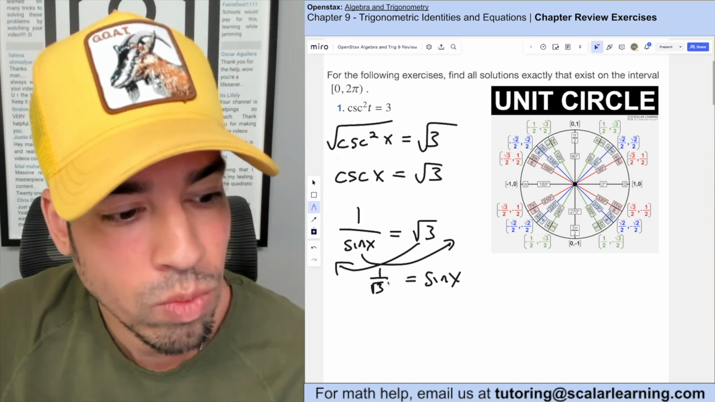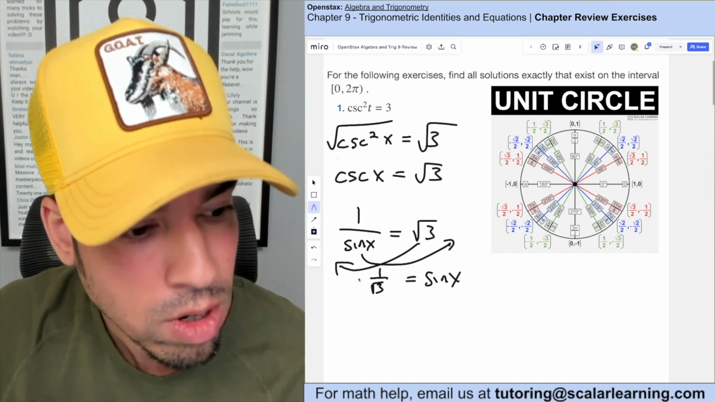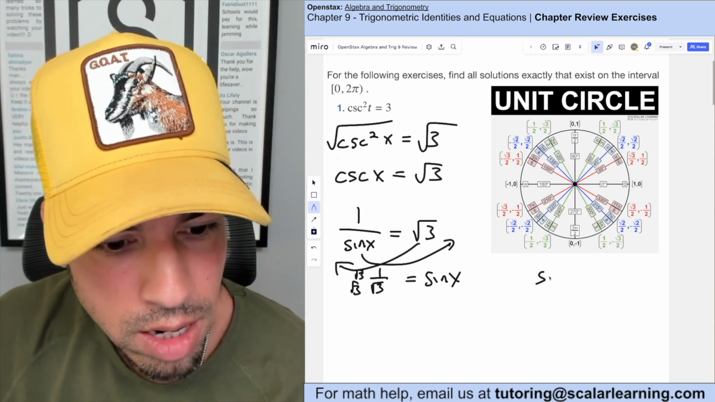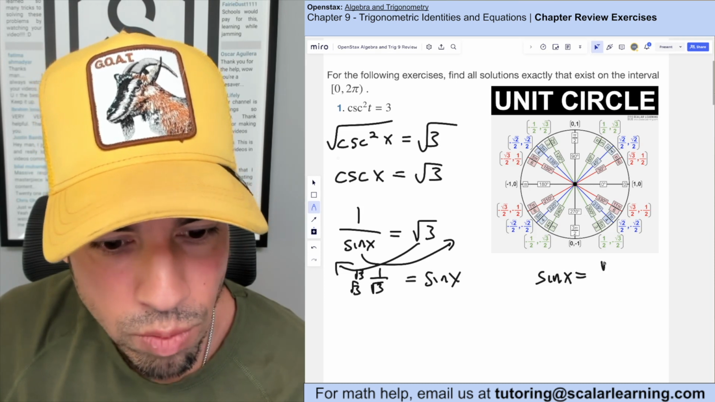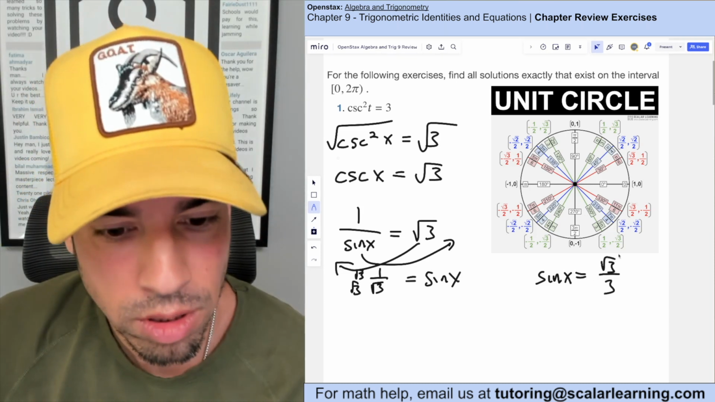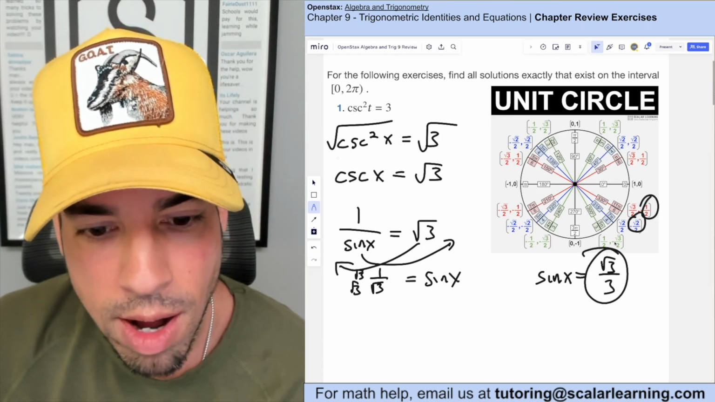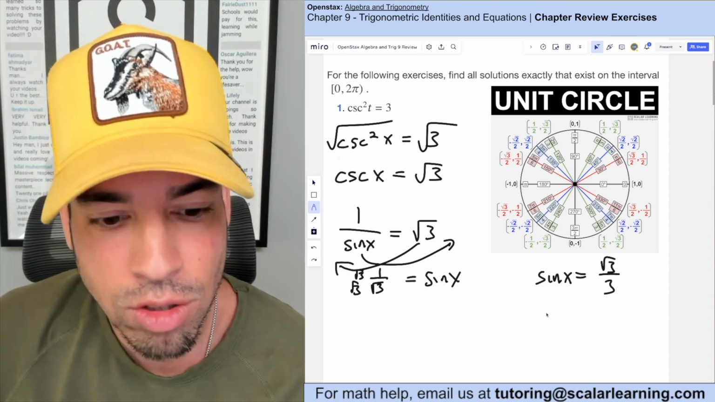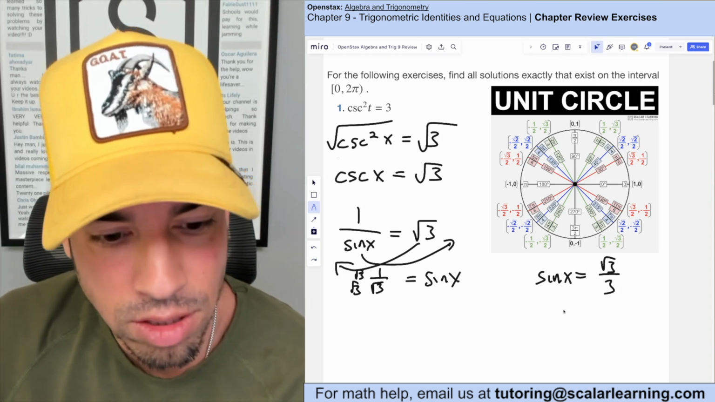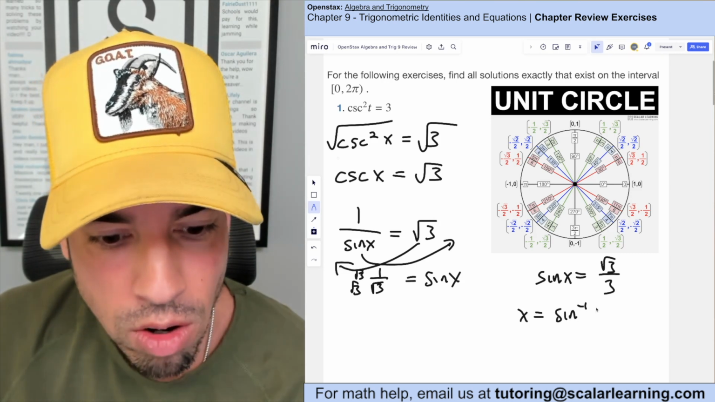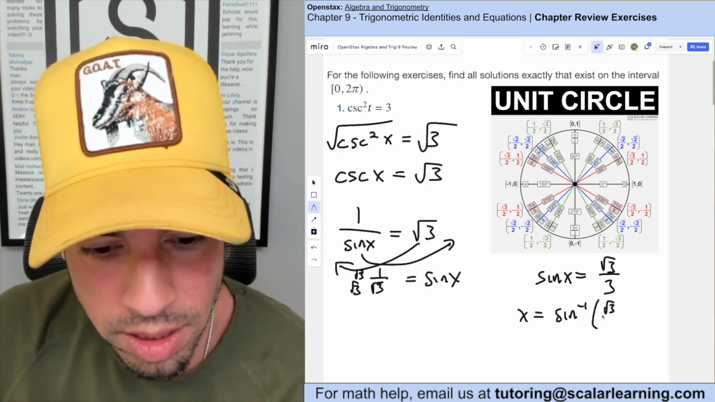And then I want to rationalize my denominator, right? So I'm going to multiply by rad 3 over rad 3, and we get sine of x equals rad 3 over 3. Okay, now we'd want to use the unit circle and see, hey, does this exist for any of the y values on the unit circle? Unfortunately, rad 3 over 3 does not. So what we then do to find the exact solutions is we take arcsine, okay? So we take arcsine of this value, and this is going to give us an angle.